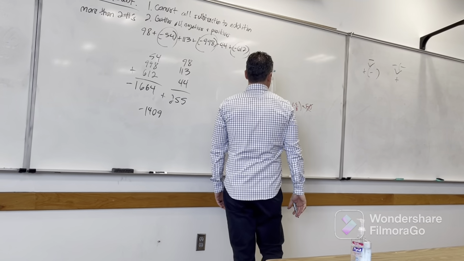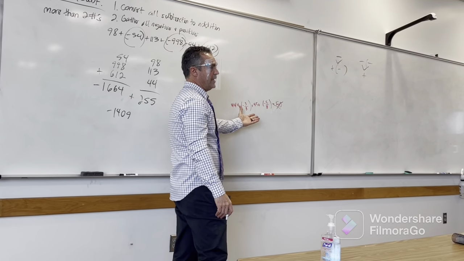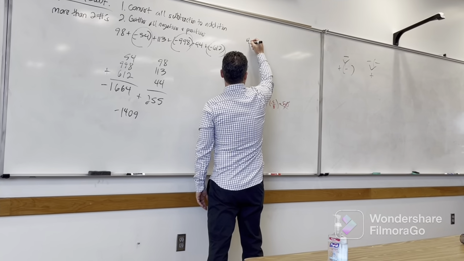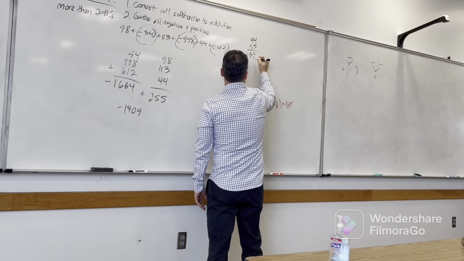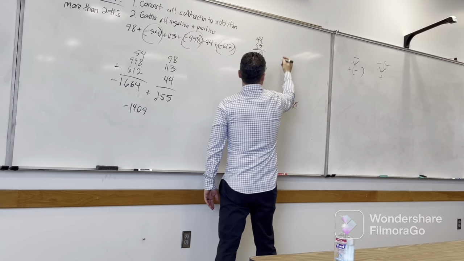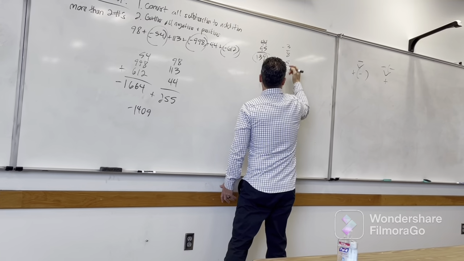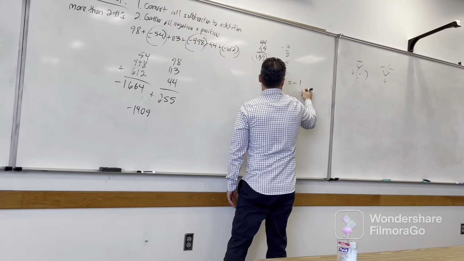So again, if we look at this problem here, if we convert all subtraction to addition, everything's being added. Gather all my positives, 44 and 95. I'm just gonna do this without a calculator. That is 139. There we go. Now I got all my negatives: -3/8 and -5/8. If I add those together, guess what I got? I got -8/8, which is equal to -1.